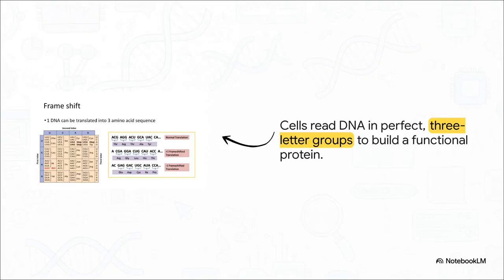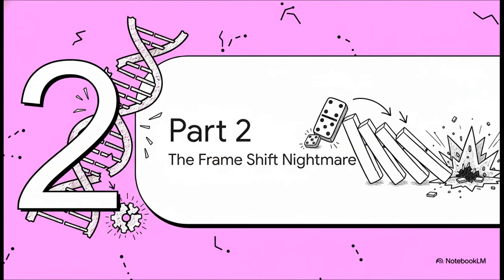And this is what it looks like when everything goes right. It's honestly beautiful. Just look at that normal translation. The cell's machinery reads ACG, and boom, it adds a threonine. Next, it reads AGG and grabs an arginine. Then ACU, another threonine. It's this perfect rhythmic process, and the result is a functional protein, made exactly the way the recipe intended. But what happens when that perfect rhythm is broken?